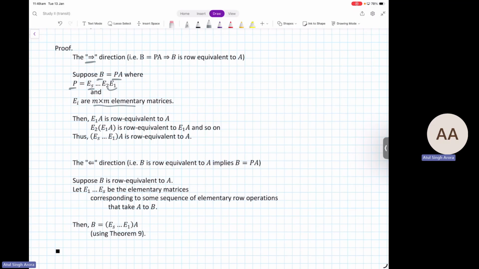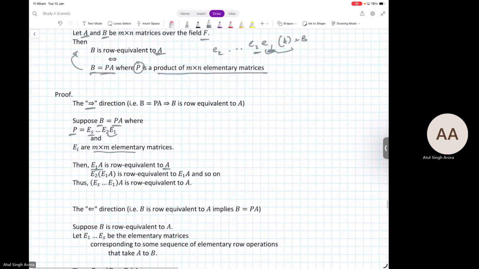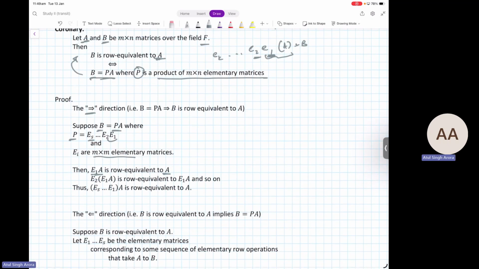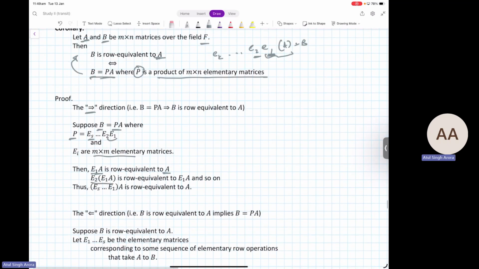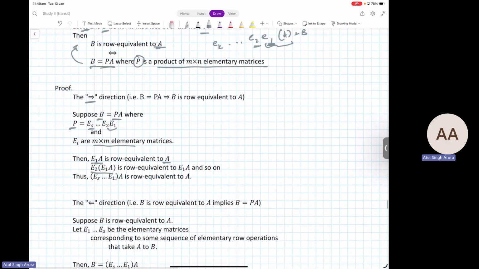And then we know that E1A is row equivalent to A, right? This is essentially what I was saying, using the previous theorem. And E2 times E1A is also row equivalent to E1A, and so on. And therefore, you're able to conclude that the entire product is row equivalent. That's fine, it's completely straightforward. Any questions?